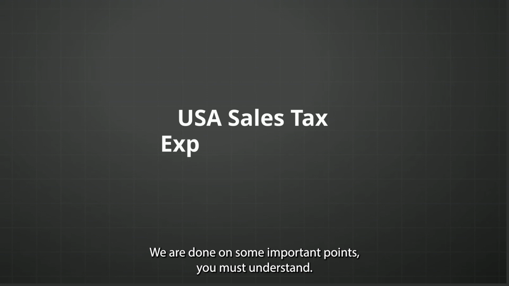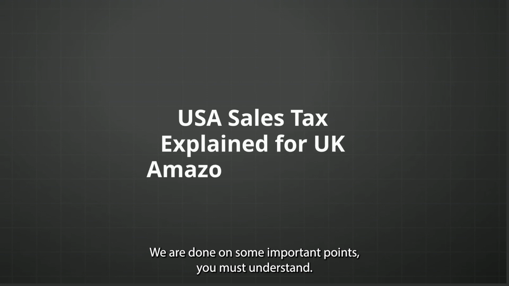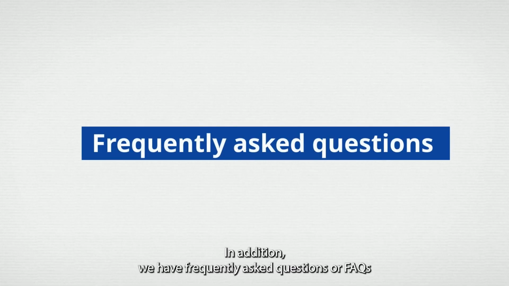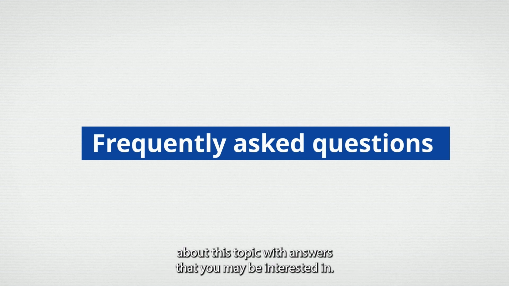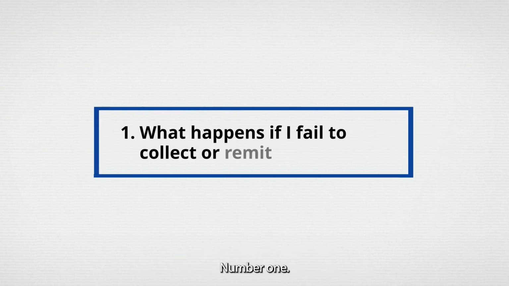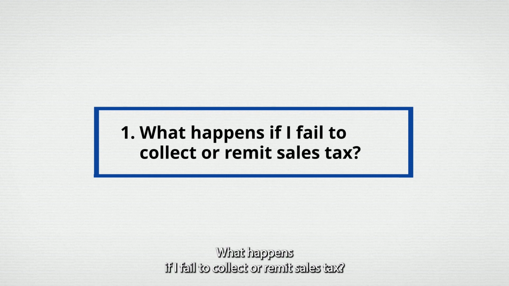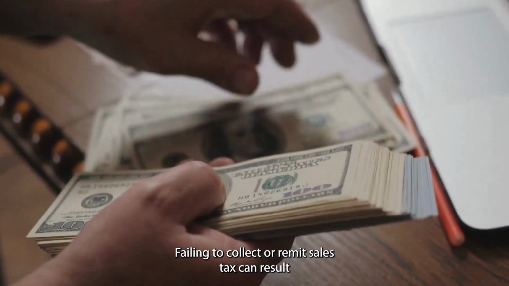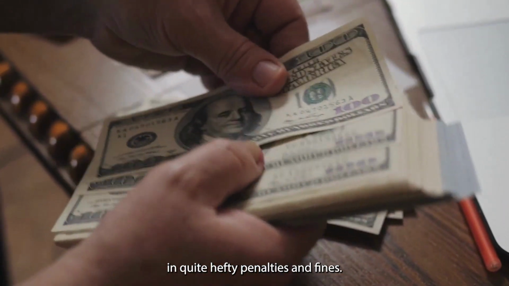And there you go, we are done on some important points you must understand as a UK Amazon seller about USA sales tax. In addition, we have frequently asked questions or FAQs about this topic with answers that you may be interested in. Number 1. What happens if I fail to collect or remit sales tax? Failing to collect or remit sales tax can result in quite hefty penalties and fines.